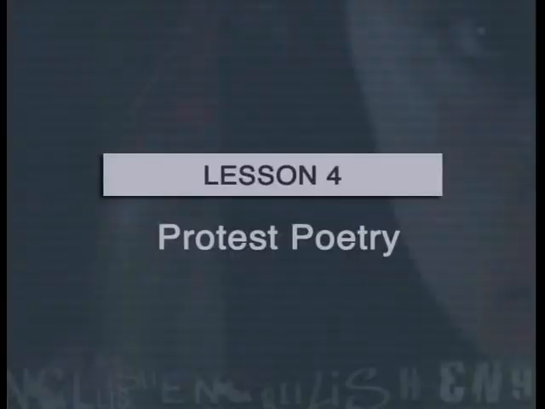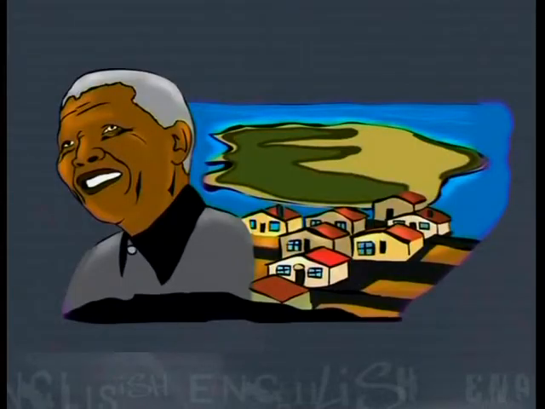In the fourth lesson, we look at protest poetry. In South Africa's history, poets played a major part in bringing about change through making people aware of the circumstances under which different people lived. In this lesson, we examine one example of protest poetry closely. Your learners may enjoy applying the techniques we use to studying other examples of protest poetry.